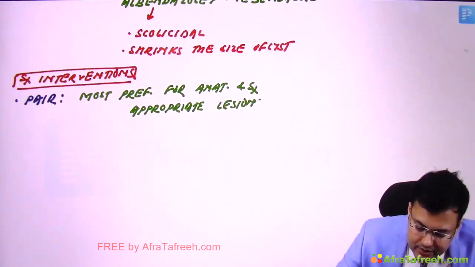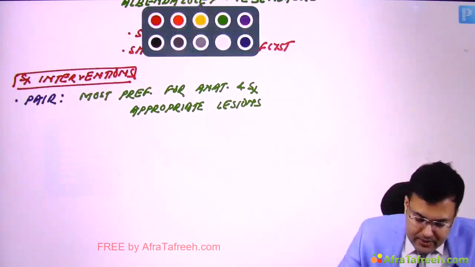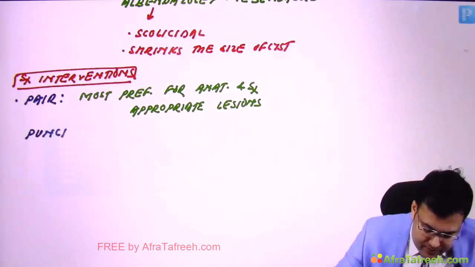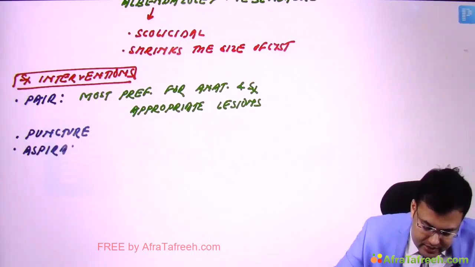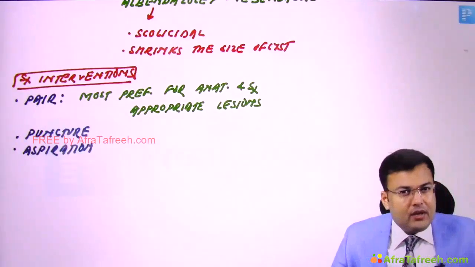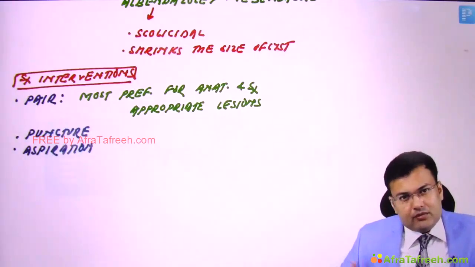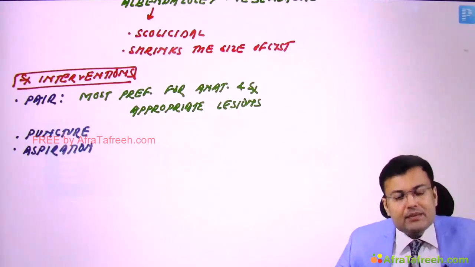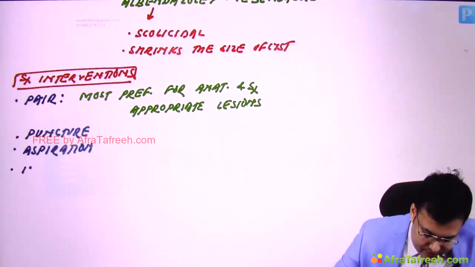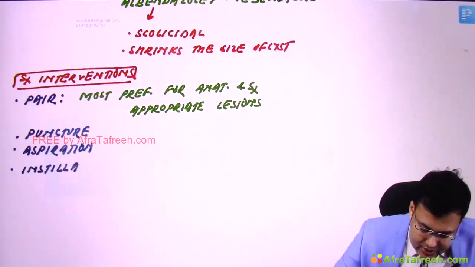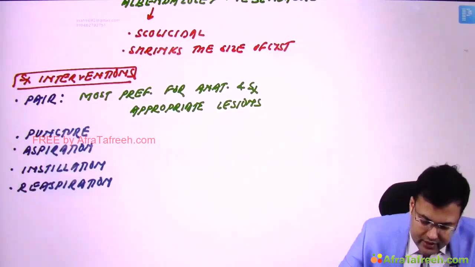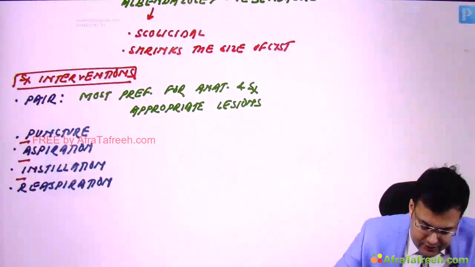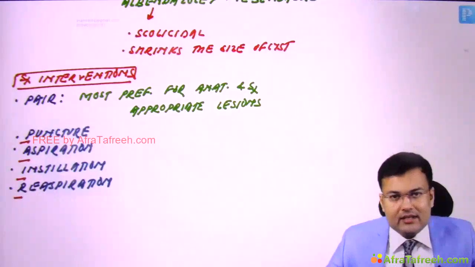Okay, what is the full form of PAIR? P means puncture, so we perform puncture. Aspiration, see, it's not percutaneous because PAIR can be performed by percutaneous approach also, by open approach also. So P is not percutaneous, P is puncture. A is aspiration, I means instillation of scolicidal agents, and R means reaspiration.